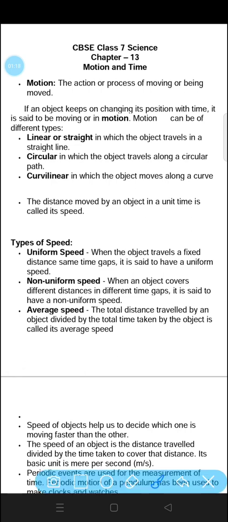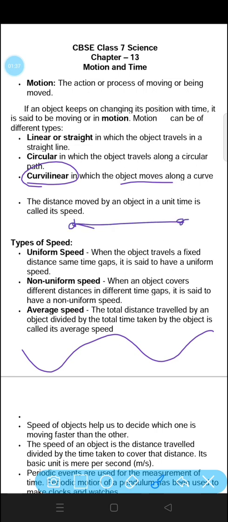Third one is curvilinear, which means it is also linear but it has some curves in it. So this is called curvilinear motion, in which the object moves along a curve. The curve could be much or less. So these are three types of motion. One is linear, or we can say straight, if the object moves in a straight line. Another one is circular, if the object is moving in a circular path. And the third one is curvilinear.